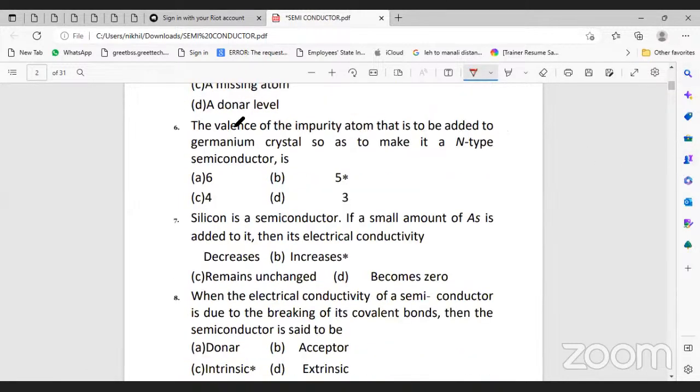Look at this. The valence of the impurity atom that is added to the germanium crystal to make it an n-type semiconductor is 5 electrons, because in order to get an n-type semiconductor, you know that it should be doped with pentavalent impurities. Pentavalent impurities means it contains 5 electrons in the outermost orbit. So option B is the right answer.